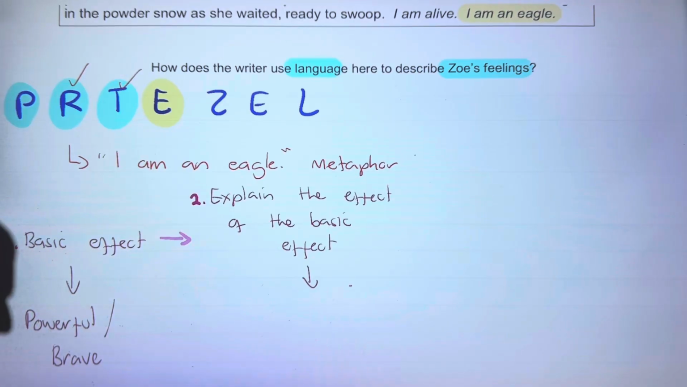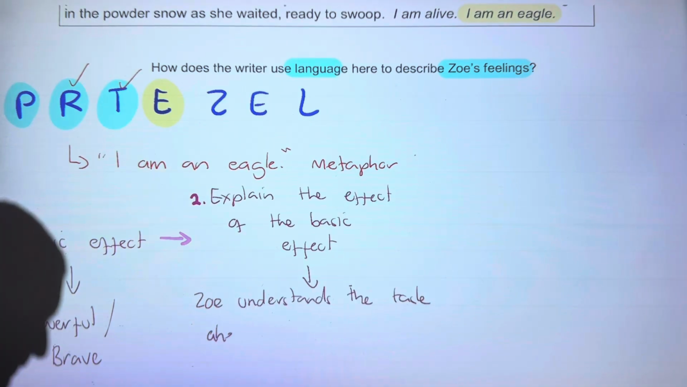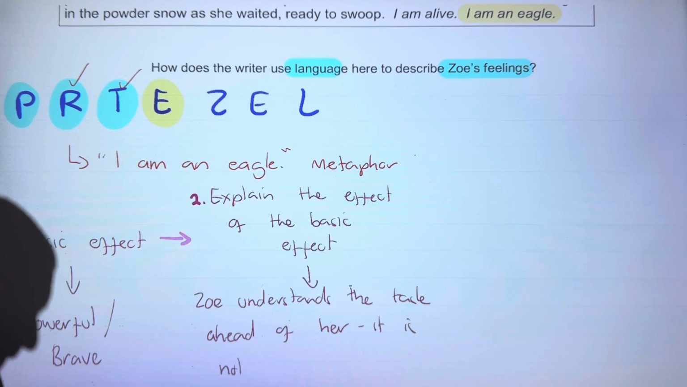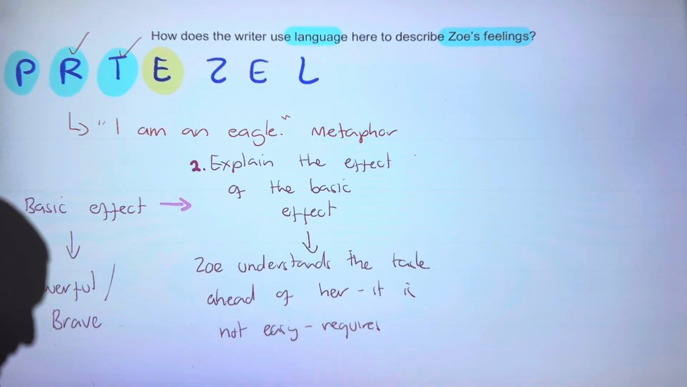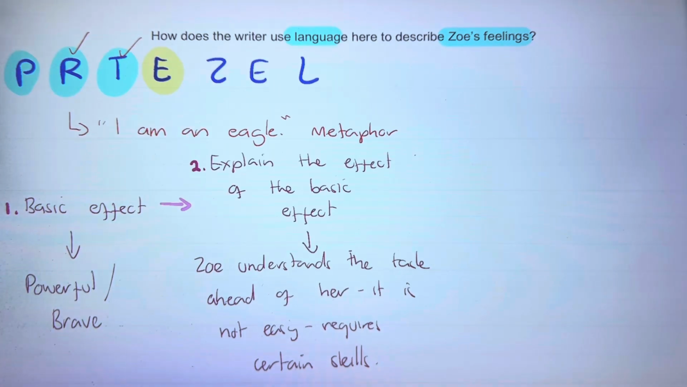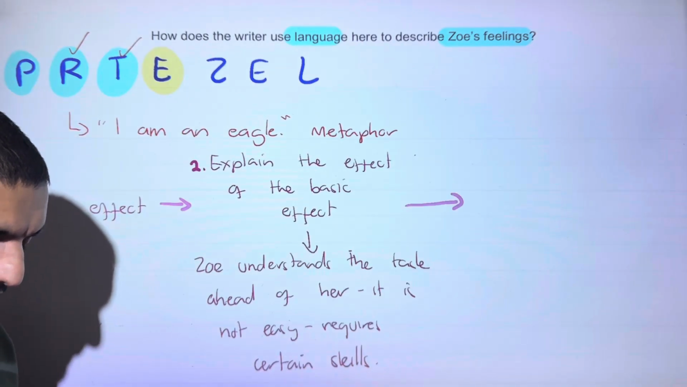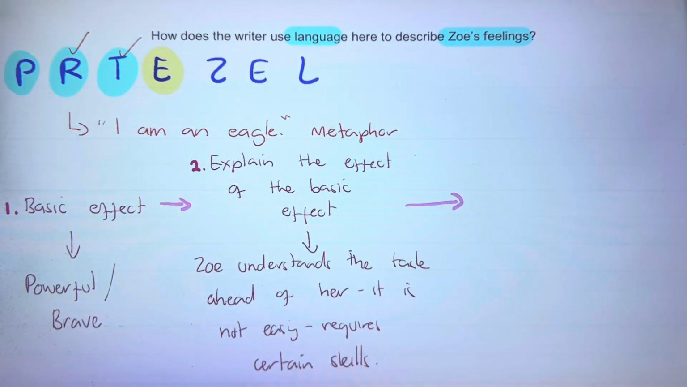The effect of that, guys, is that it shows us that Zoe understands the task ahead of her. It is not easy. It requires the task ahead, guys. It requires certain skills. That's the second effect. Again, very straightforward, very easy peasy. The first effect, I'll say it again. The first effect was that Zoe is powerful and that Zoe is brave.